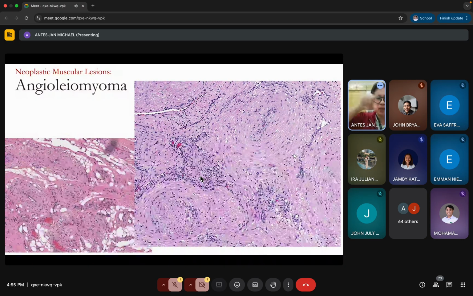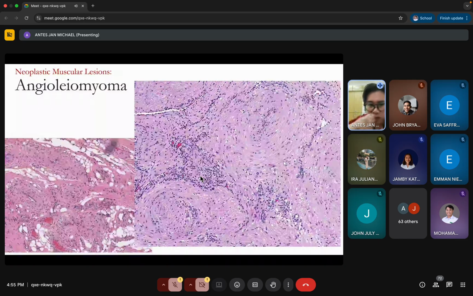Right here is a very small lumen. Just imagine that this whole thing right here is a blood vessel, and the tunica media is very thick. So it's grouped according to the shape of the blood vessel.